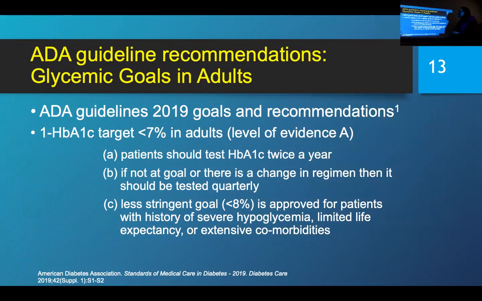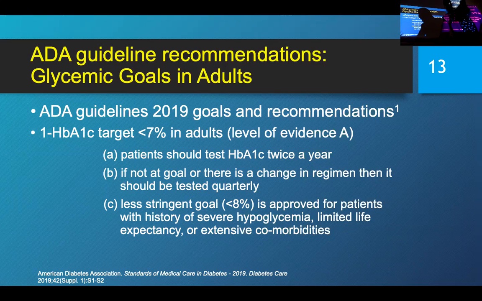According to the American Diabetes Association guidelines, the target, as we discussed in the previous slide, should be less than 7% in adults. They should be tested once a year. However, if their diabetes is not controlled, then it should be tested every 3 months. And I would also like to point out the less stringent goal here. People with a history of hypoglycemia or limited life expectancy, we won't ask them to have a target lower than 7%. We will be looking at lower than 8%.